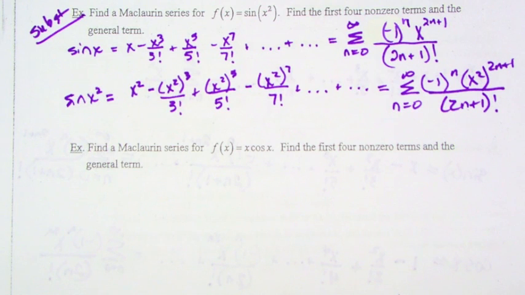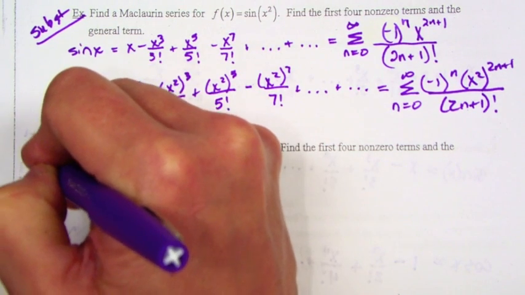So take a look at the next example. Find a Maclaurin series for f of x equals x cosine x. Find the first four non-zero terms and the general term. What are we doing in this one? Multiply. Multiplying, right? So do that one at your table.